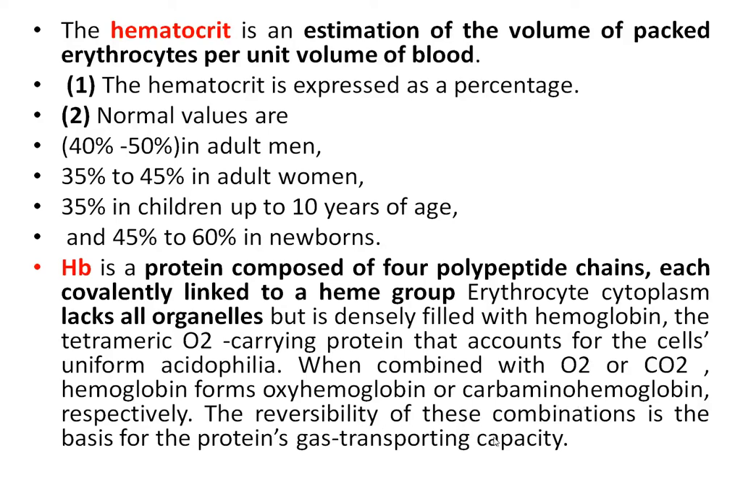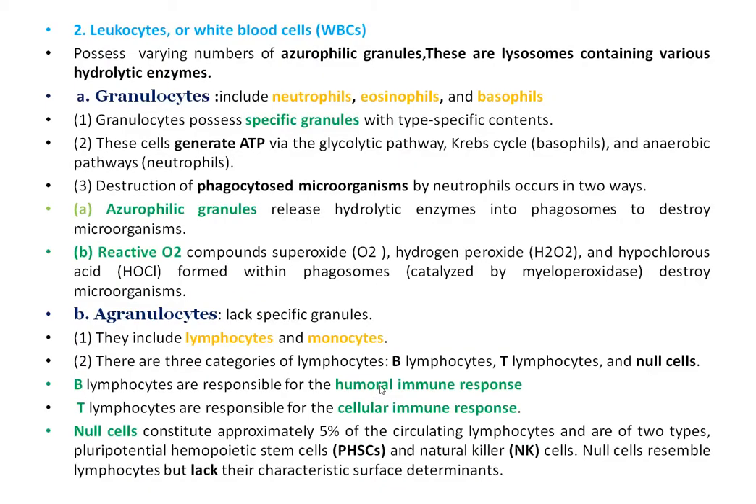The reversibility of this combination is the basis for the protein's gas transport capacity. The second formed element is leukocytes, which are called white blood cells, and possess a varying number of eosinophilic granules. All leukocytes have eosinophilic granules. The eosinophilic granules are lysosomes containing various hydrolytic enzymes.